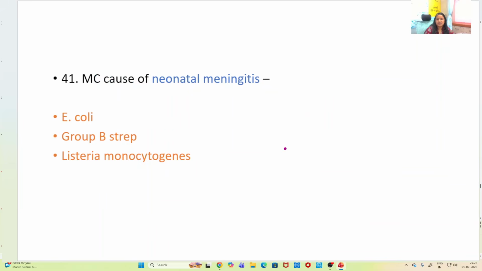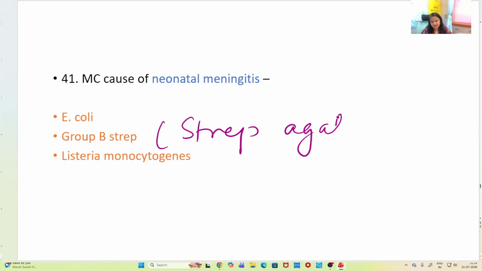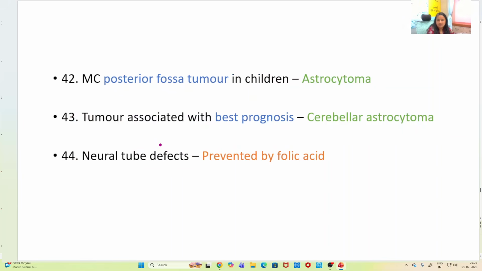Most common cause of neonatal meningitis: E. coli, group B streptococci and listeria. Group B streptococci is Streptococcus agalactiae. So remember this, neonatal meningitis: E. coli, GBS and Listeria monocytogenes. Most common posterior fossa tumor in children is astrocytoma. And the brain tumor with the best prognosis is also cerebellar astrocytoma.